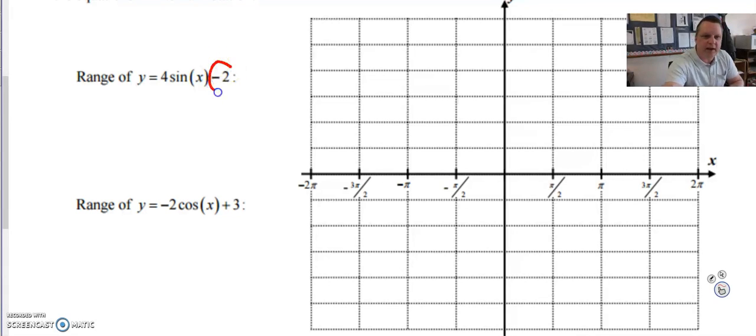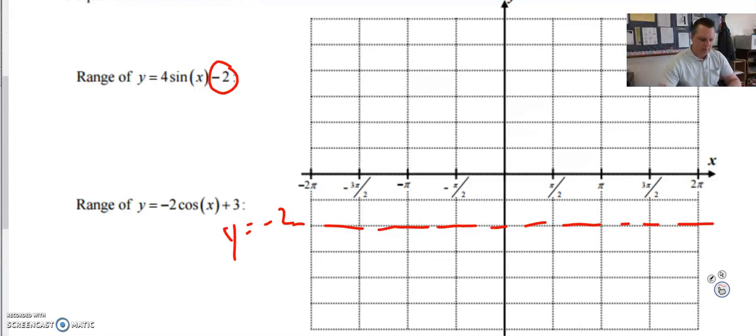So with this minus 2 right here, that's my new midline. So the midline goes down 2 from the x-axis. So that's y equals negative 2. My amplitude is 4. And it's a sine curve, so it's going to start right here. So it goes up 4, 1, 2, 3, 4. And then 1, 2, 3, 4, it can go down 4. So from here, it's my starting point. It's going to go up to the highest point, which is right here. Come back down to the midline, which is here. Down to the lowest point.